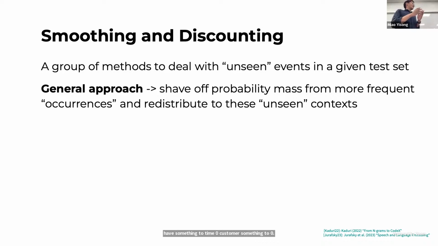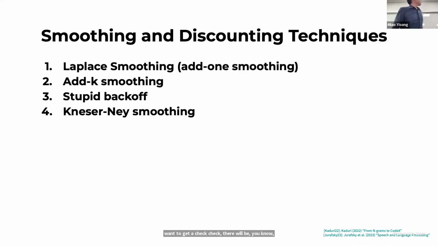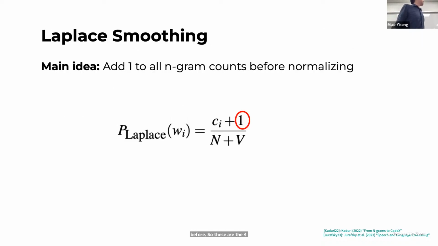Zero in this context means that there is no chance of the probability happening in a given context, which in this day and age is not likely, because if you were to look at ChatGPT, there will definitely be some person who comes up with a very unique way to ask a similar kind of question that people have asked before. So these are the 4 rough ways: Laplace smoothing, add-k, stupid backoff, and Kneser-Ney smoothing.